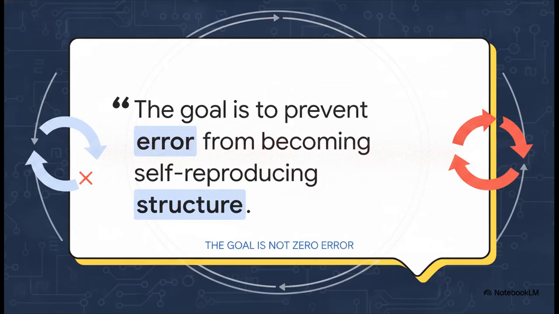I want to leave you with this final, incredibly powerful thought. The goal is not zero error. The goal is to prevent error from becoming structure. We are never going to eliminate every single mistake, but true recursive stability ensures that those inevitable errors are caught way before they become the foundation for the future. So as we rely more and more on these self-improving systems, we have to ask ourselves, are we merely building machines that improve their speed, or are we building architectures capable of remembering how to correct their own course?